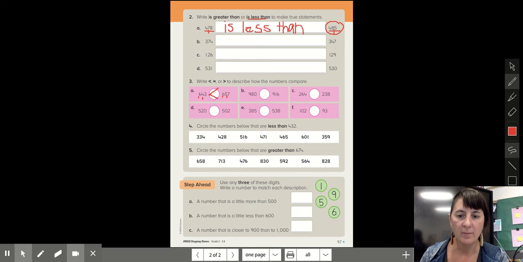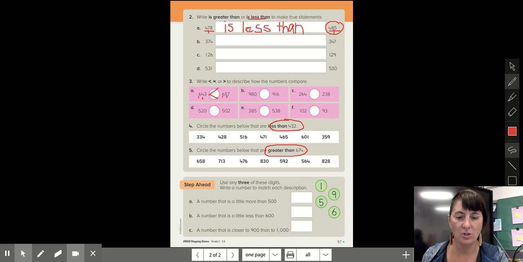Number 4, circle the numbers below that are less than 432. So you need to look at all of these numbers and circle the ones that are less than 432. Number 5, circle the numbers below that are greater than 674. So again, you're going to look at all the numbers below here and circle the ones that are greater than 674.